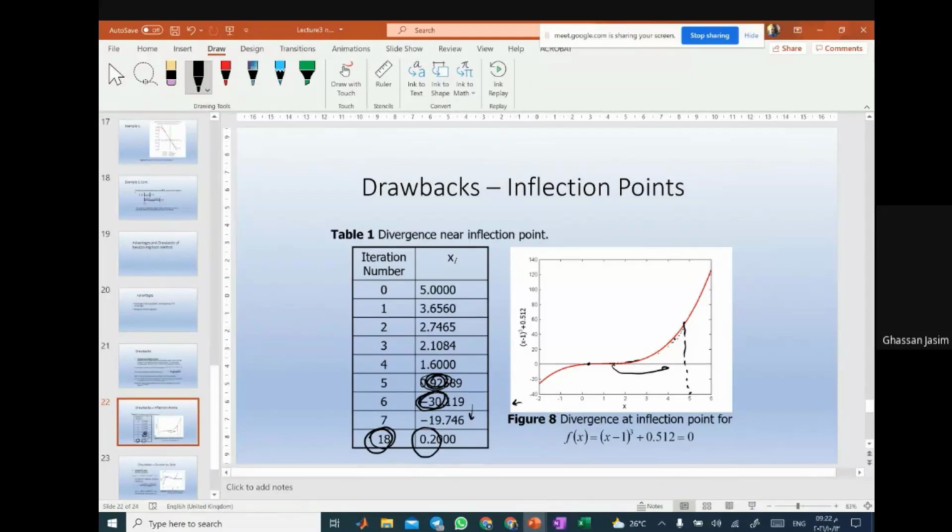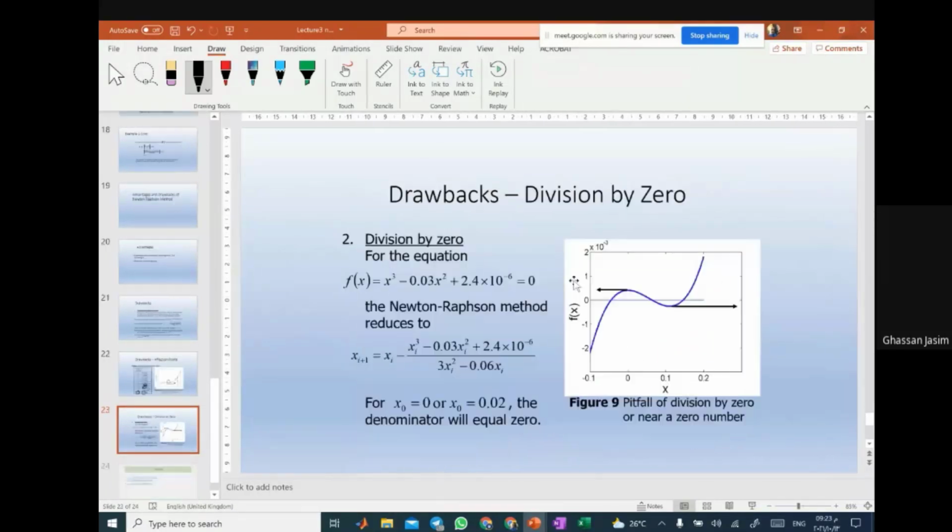Then this is one of the disadvantages of the Newton-Raphson method when we have an inflection point. This is one of the disadvantages of the Newton-Raphson method.